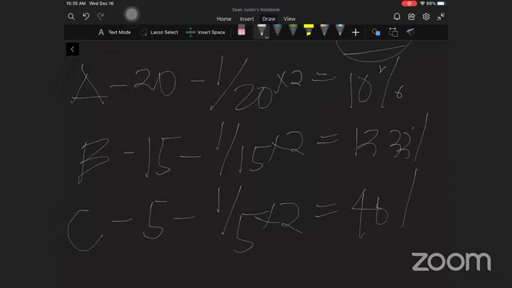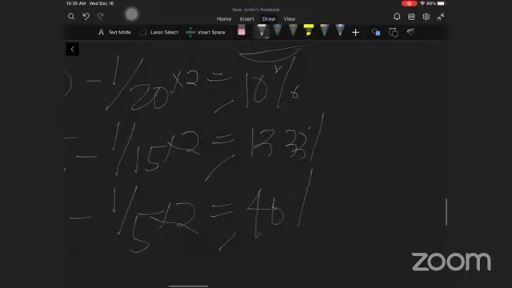So every year, your property, plant, and equipment, your machine A will depreciate 10% based on what? Based on your carrying amount. So 10% every year based on the carrying amount for machine A. Machine B will depreciate 13.33% based on your carrying amount every year. And machine C will depreciate 40% based on the carrying amount every year. So we have now the percentage.